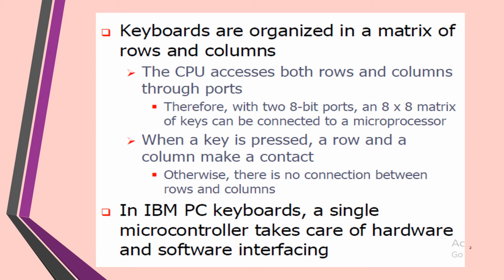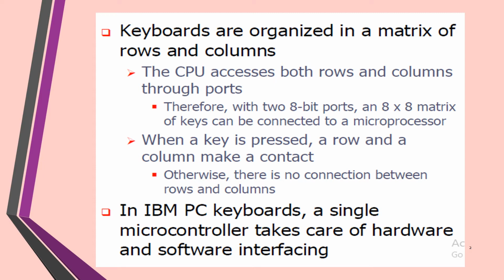Now, in general, keyboards are organized in a matrix of rows and columns, as all of you know. There are different versions, like it may be a 4 by 4 keypad, or it may be 8 by 8, or an application specific kind of matrix is also formed. In general, the CPU accesses both rows and columns through ports. Therefore, with two 8-bit ports, an 8 by 8 matrix of keys can be connected to the microprocessor or even to the microcontroller. When a key is pressed, a row and a column make contact. Otherwise, there is no connection between rows and columns.